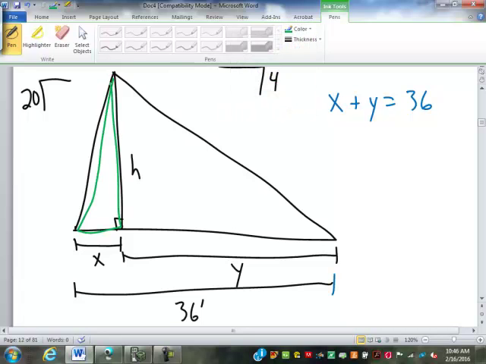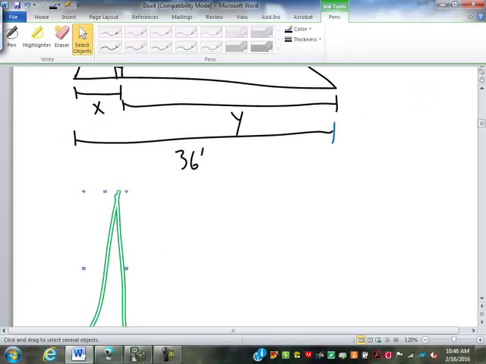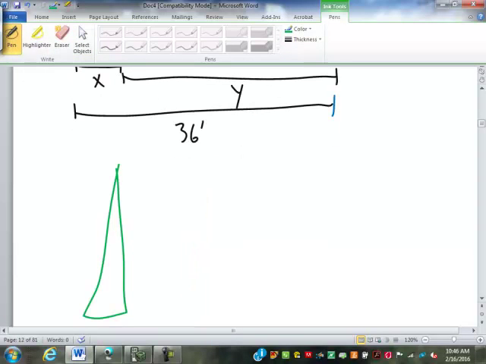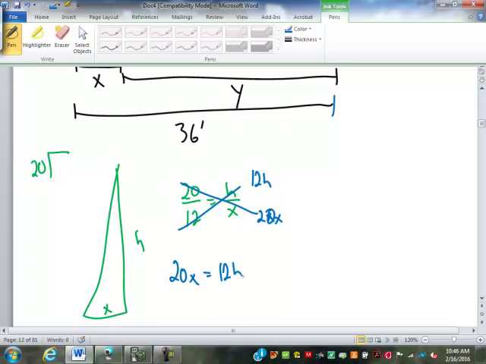This triangle right here, we know it has a 20/12 slope. This is h, this is x. 20 over 12 equals h over x. 20x equals 12h. We're going to divide by 20. So this might be where you had the problem, Zach, because you had the numbers backwards there.